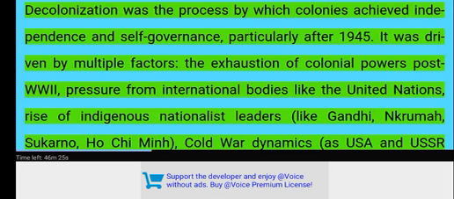Decolonization was the process by which colonies achieved independence and self-governance, particularly after 1945. It was driven by multiple factors: the exhaustion of colonial powers post-World War II, pressure from international bodies like the United Nations, rise of indigenous nationalist leaders like Gandhi, Nkrumah, Sukarno, Ho Chi Minh, Cold War dynamics as USA and USSR competed for influence, and mass civil resistance movements.